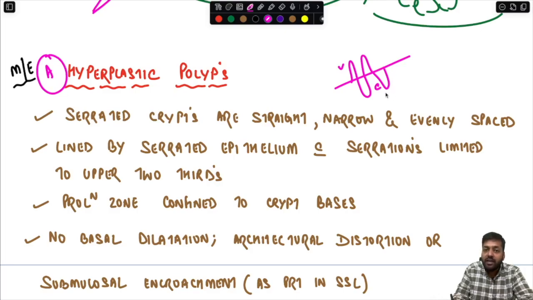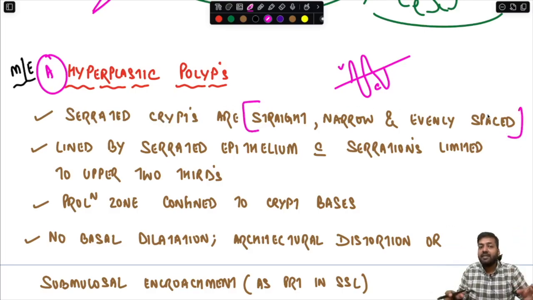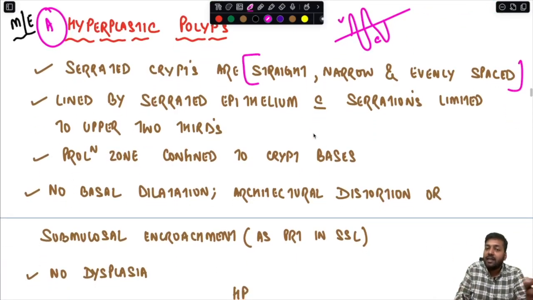Anything going down is the crypt. In hyperplastic polyps, these serrated crypts are straight, narrow and evenly spaced. So architecturally they look very normal and are very properly arranged. The word is uniform: straight, narrow and evenly spaced. They are lined by serrated epithelium with serrations limited to the upper two-thirds. I will show you what serrations are.